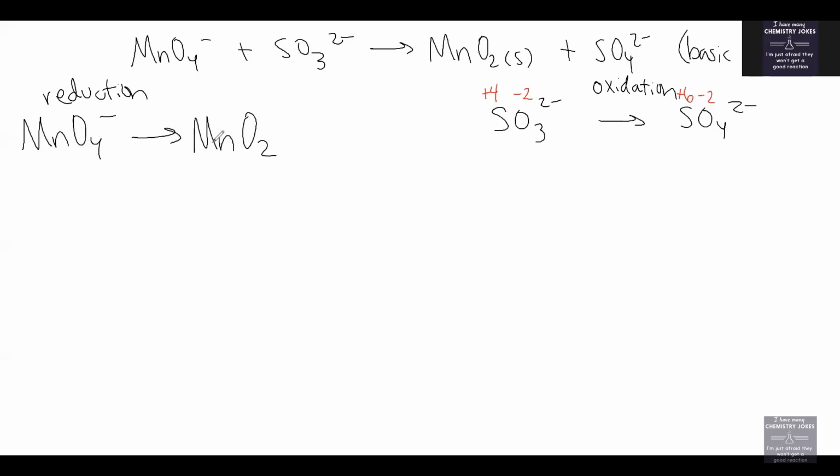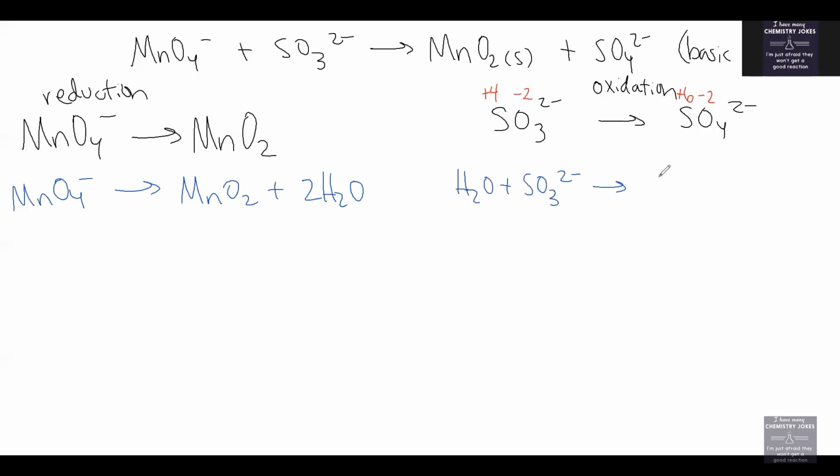Okay, balance atoms other than oxygen and hydrogen. 1 manganese, 1 manganese. Done. 1 sulfur, 1 sulfur. Done. Balance the oxygen by adding water. MnO4 minus yields MnO2 plus 2 H2O. Oxygen is balanced. Water plus SO3 2 minus yields SO4 2 minus.